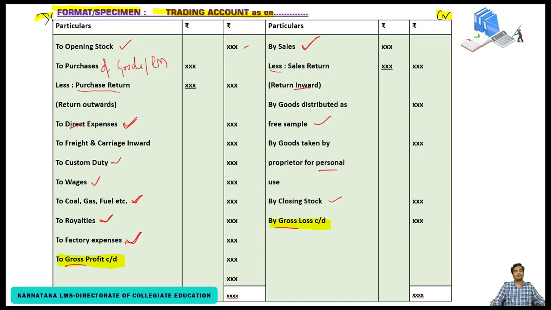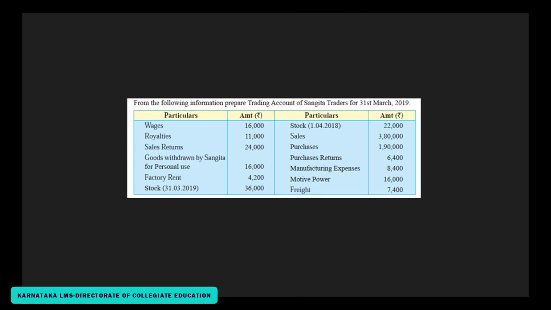So these are about the specimen of trading account. Now let us solve a problem on trading account. So let us do a problem on trading account preparation. You could see over the screen there is a problem. It goes like this: from the following information, prepare the trading account of Sangeeta Traders for 31st March 2019. So they have given information about Sangeeta Traders, and from this they have asked us to prepare the trading account for 31st March 2019.